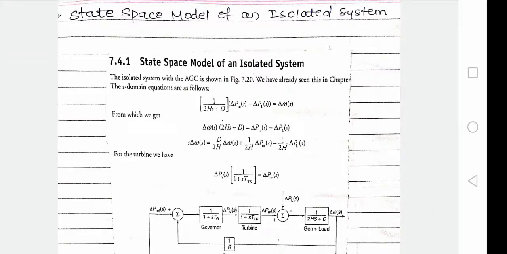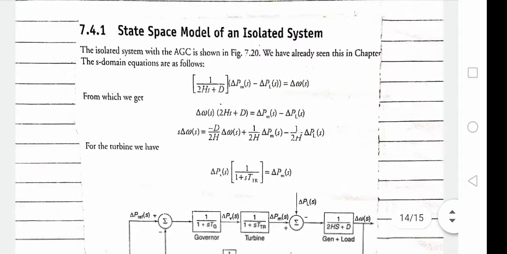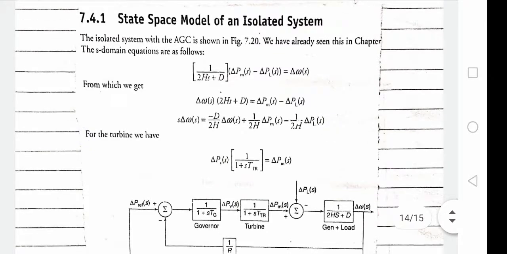Dear students, now we'll discuss the state space modeling of an isolated system. Here we have already seen the derivations with respect to the governor, the turbine and the generator plus load. Derivation means the modeling of that governor, turbine and generator plus load in the previous videos. So here what we need to do is derive a state space model of an isolated system.